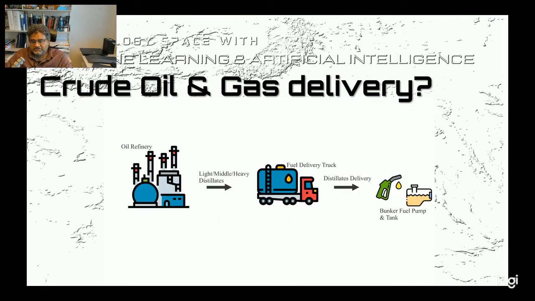As the next step, these distillates should be delivered from the oil refinery to the bunker fuel pump and eventually into the tanks in these vessels.